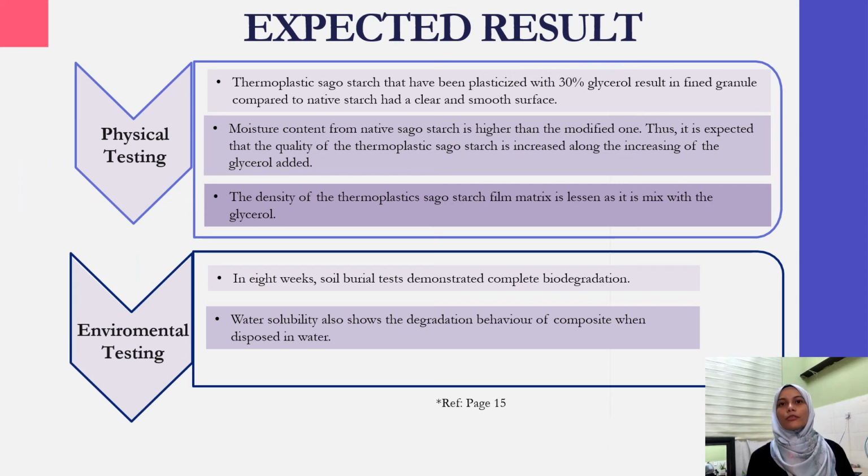The expected result for this study is that the testing procedure should meet the demonstration of knowledge and methodology of conducting the experimental procedure on composite material. So this thesis specifically focuses on the properties and characterization of sago starch. And then by using the physical testing, it is expected that the parameters of different glycerol amounts will somehow give a fine granular structure of thermoplastic sago starch, thus increasing its quality.